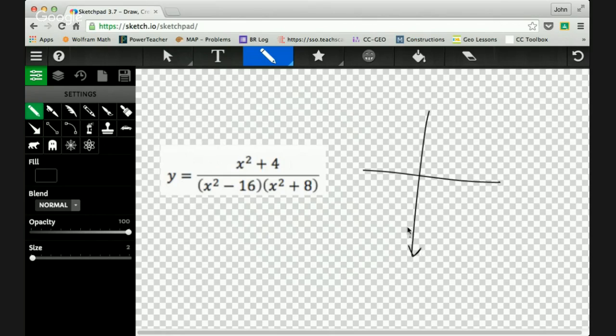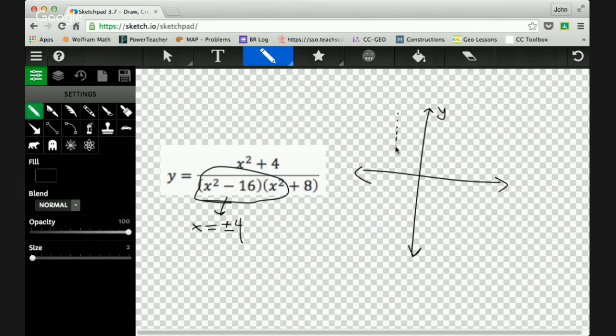So this is going to be very messy with the mouse, but no board point for this being tilted. Vertical asymptotes, when is this denominator equal to 0? Well, x squared plus 8 can never be 0, at least not for a real number. But x squared minus 16 can be 0. That's going to be 0 when x equals plus or minus 4. So x equals plus or minus 4 are going to be my vertical asymptotes.